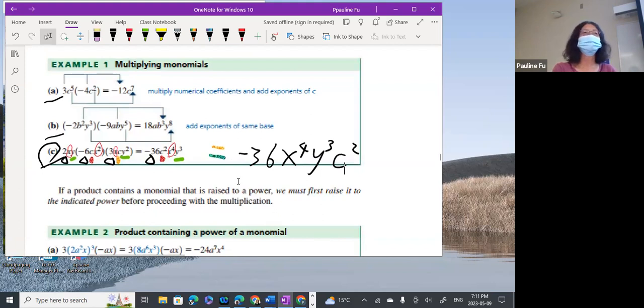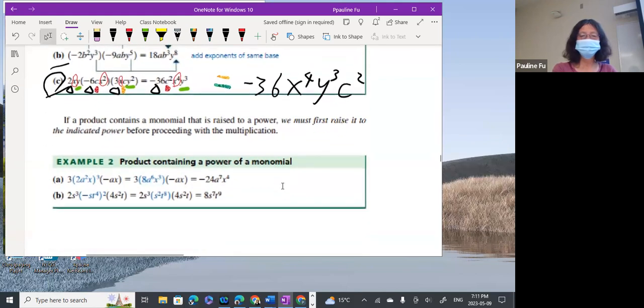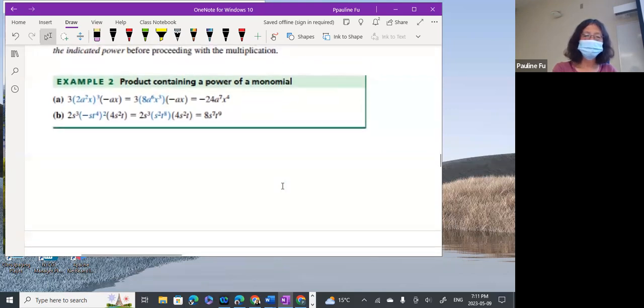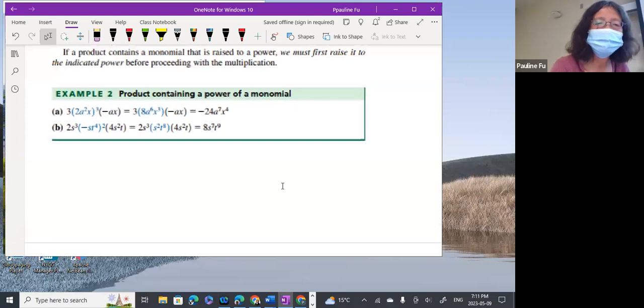Shall we move on? Example 2. Maybe this time I'll write it out. So question A, I will copy down the question.